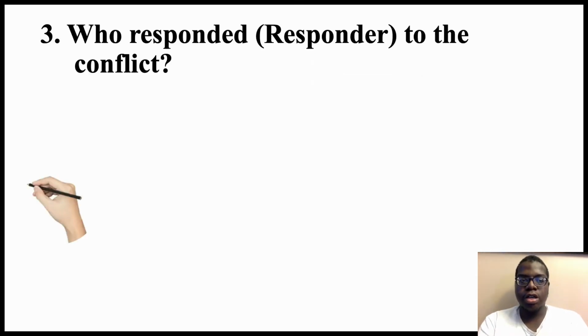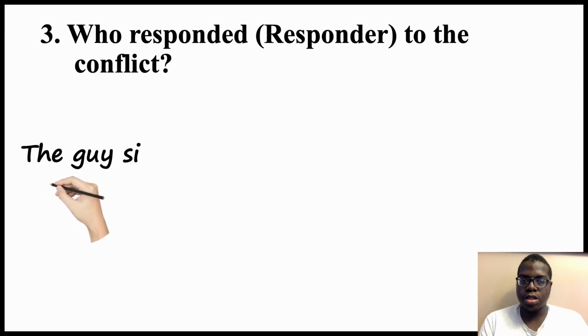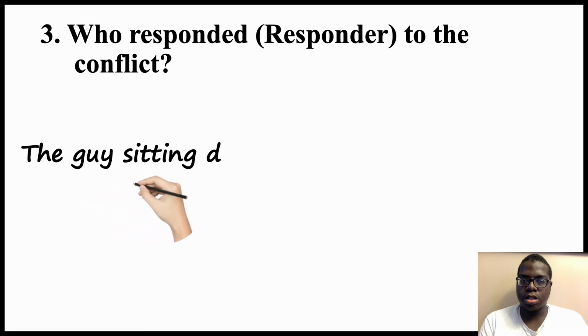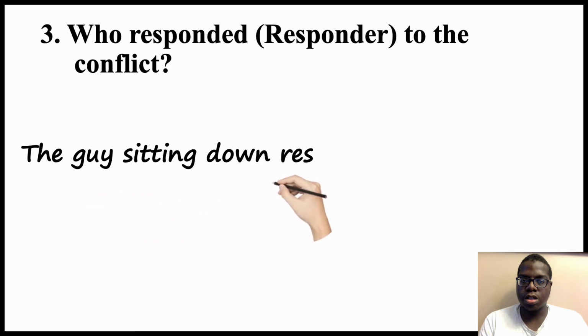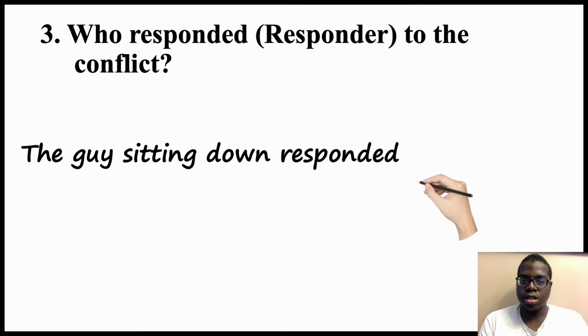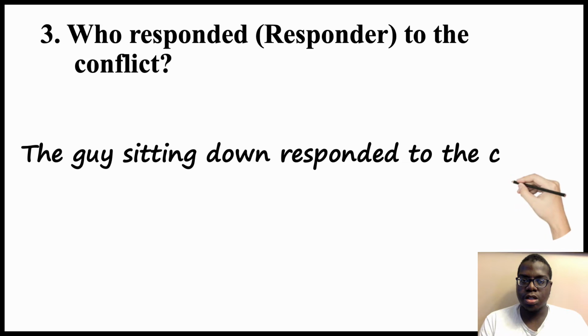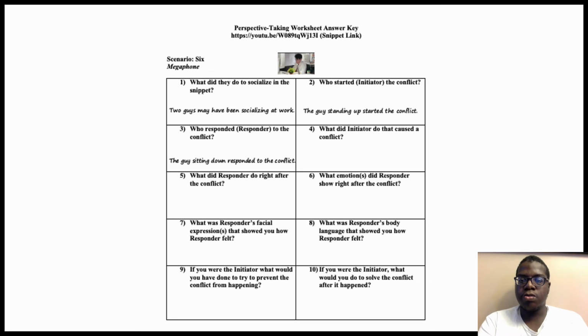Read the question. Question 3. Who responded to the conflict? Think back to the snippet. Who did initiator target? The guy sitting down responded to the conflict. Write the answer. Questions 1 through 3 are complete. Go to question 4.